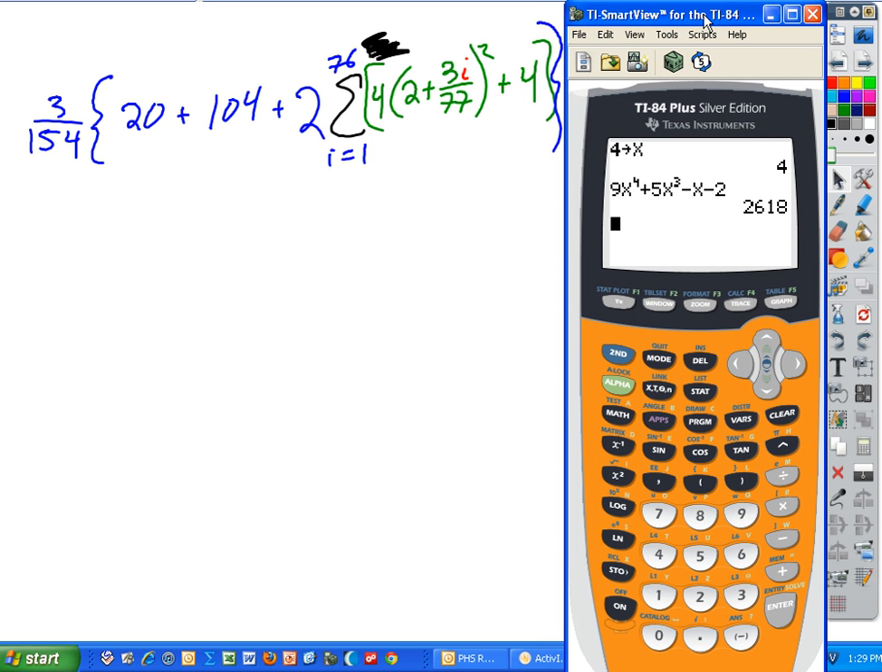Okay, so let's add this up then. So we're just going to take 3 over 154, alpha, 3 divided by 154, times... It doesn't matter, this knows order of operations. It'll do that division first and then the multiplication. It'll work. Times the quantity, so in parentheses.